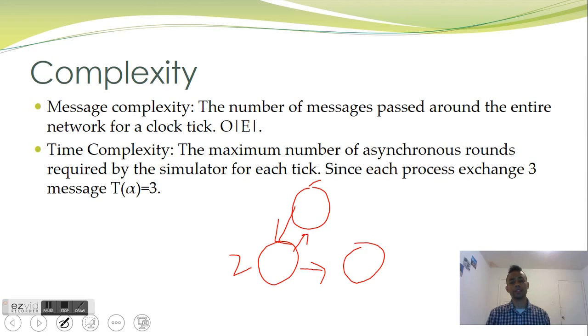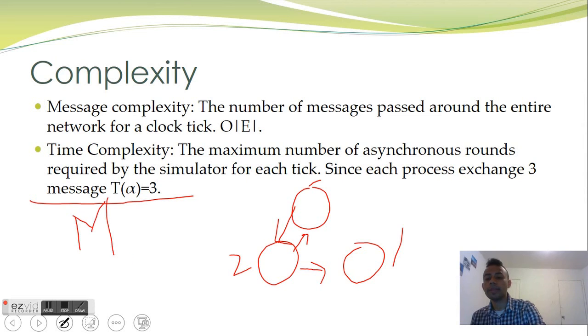The time complexity. The time complexity is given by the number of synchronous rounds required by the simulator for each clock tick. Since each process exchanges 3 messages, T alpha equals 3. And what are the 3 messages that each process sends? The first one is the message, the original execution message that it needs to send to the other process.